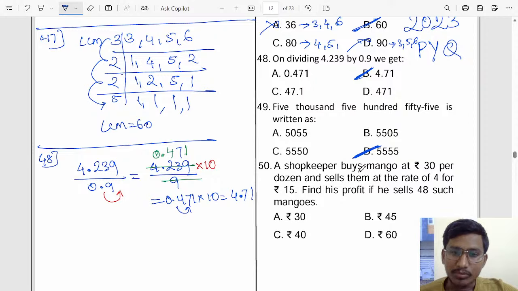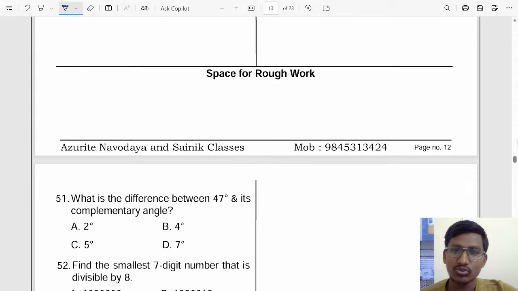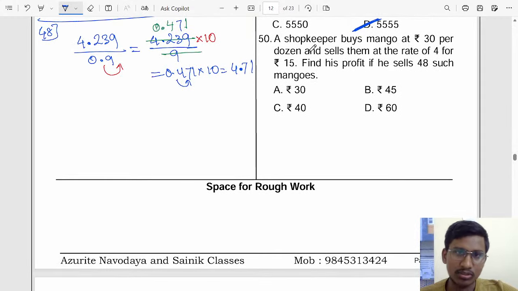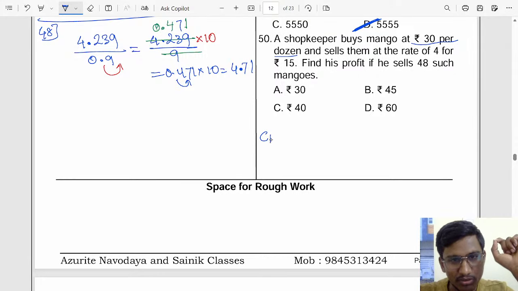So a shopkeeper buys mango at 30 rupees per dozen and sells them at the rate of 4 for 15. So his profit if he sells 48 such mangoes is the question. If you read it carefully, it may look a little complicated, but it is not. A shopkeeper buys mango at 30 per dozen. So buys means cost price. Let us find first the cost price.